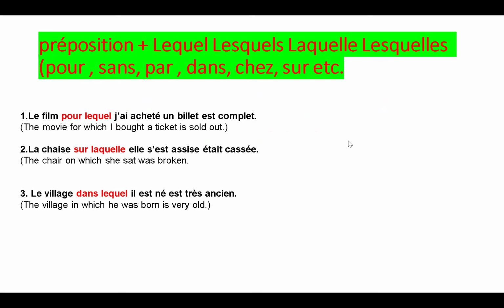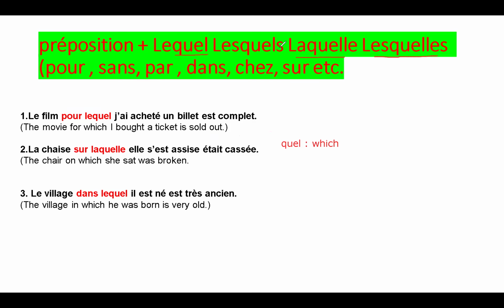So here, when we ask a question, we use quel at the beginning of the sentence, which means which. For example, quel est votre numéro de téléphone. But if you are not using it at the beginning of the sentence and you're not asking a question, in that case, we always use it with the definite article: lequel in case of masculine singular, lesquels with s in case of masculine plural, laquelle in case of feminine singular, lesquelles in case of feminine plural.